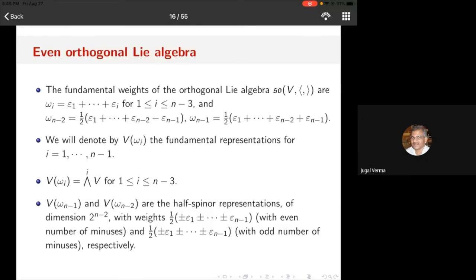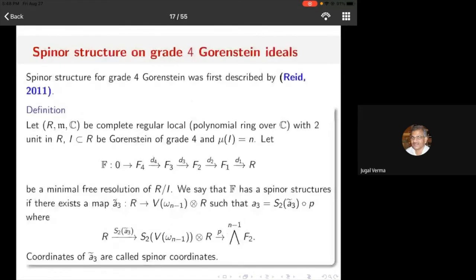The other representations, corresponding to omega_{n-2} and omega_{n-1}, are called the spinor representations. The dimension of these vector spaces is 2 to the power n minus 2. V_{omega_{n-1}} has weights half times plus or minus epsilon_1 to epsilon_{n-1}. Note that in that case there is an even number of minuses, and for the other case there is an odd number of minuses. So now we are ready to define the spinor structure on the solution of codimension for a Gorenstein ring.